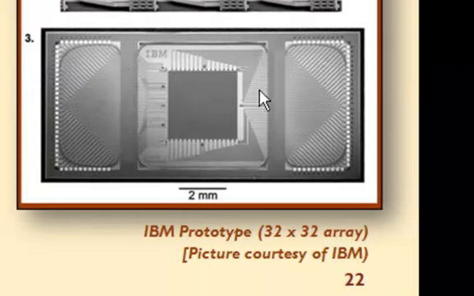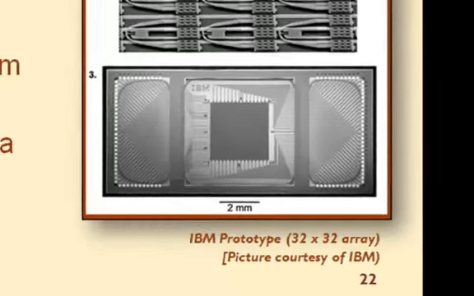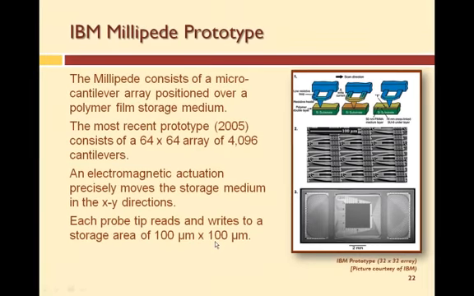So this is a picture here of a 64 by 64 array of cantilevers. So they do multiplexing. They have 4,000 cantilevers all being actuated at the same time. And each cantilever can write on a 100 by 100 micron space.